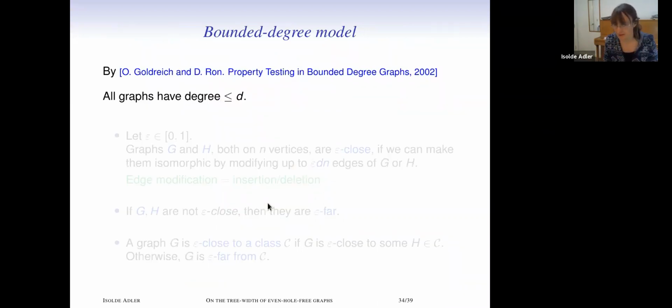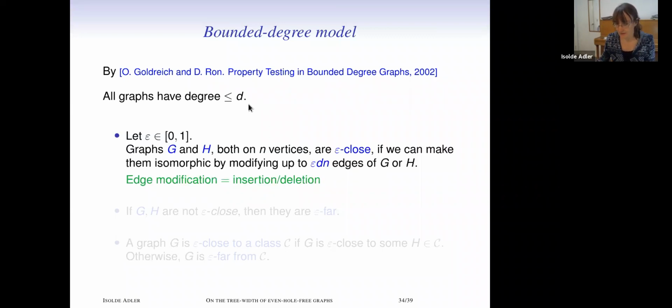So different models of property testing have been introduced over time, and here we're interested in the bounded degree model, which was first introduced by Goldreich and Ron in 2002, and this assumes that all graphs have a uniform upper bound on the degree. Okay, so we need to say what it means to be close or to be far.